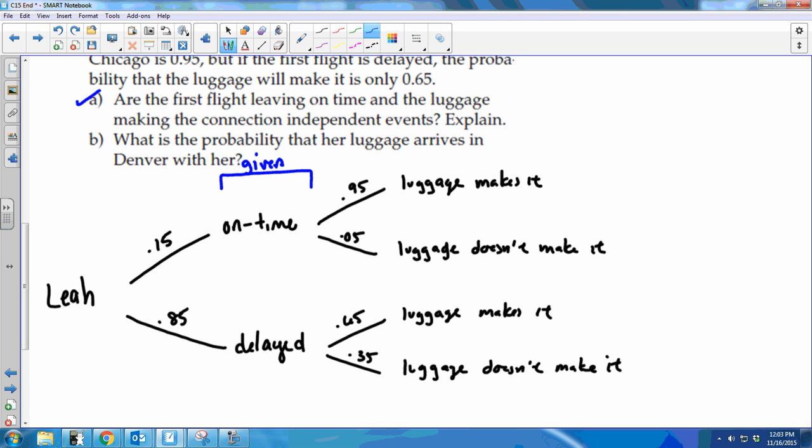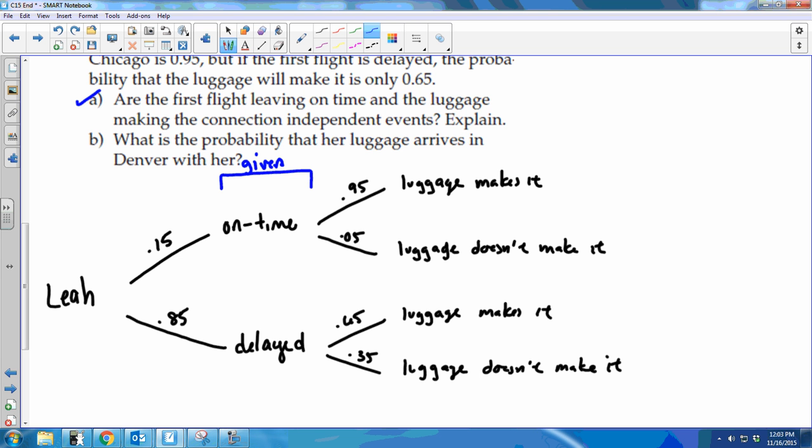Are the first flight leaving on time and the luggage making the connection independent events? Are the outcomes related at all? Yes, they are way dependent. The luggage making it is dependent on if the flight is on time, right? So those are not independent events at all. You do not have to do the math. This one's very easy to explain, right? A tree is a sequence of things, so one event is dependent on the other one, for sure.